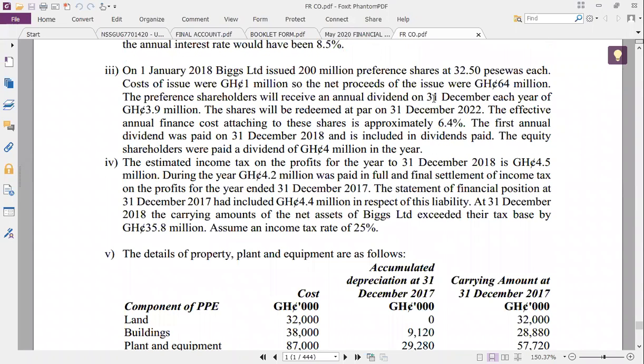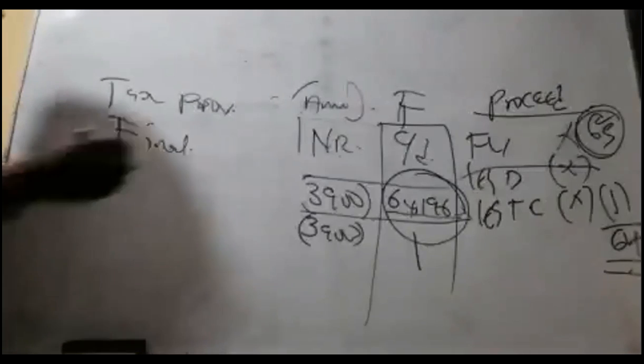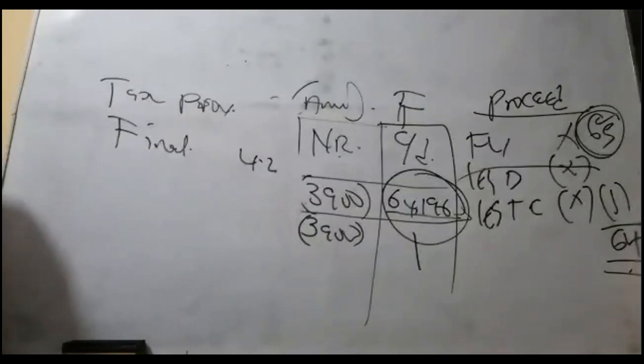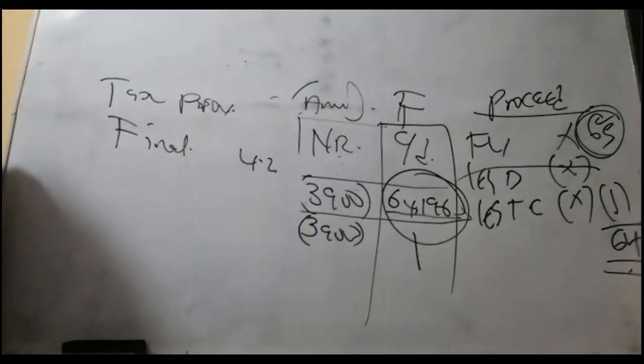Now let's see. Don't they say here 4.2 million was paid in full and final? I can see final there. So the final tax is what? 4.2. So final is 4.2. Then the tax provided is what? It's 4.4. You're looking for the tax provision. You're looking for the under or the over tax provision.